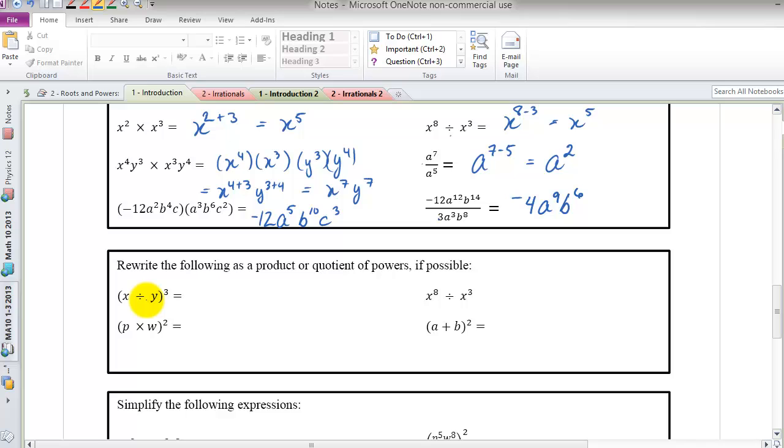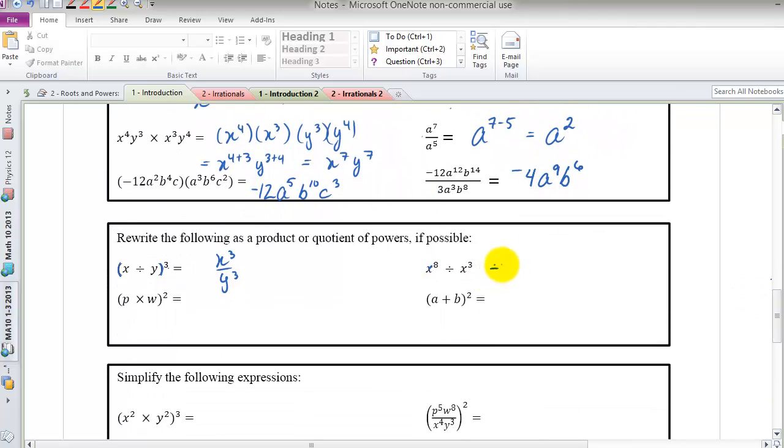Then if we talk about the power of a quotient or power of a product, when we have parentheses, we apply the index to both bases inside the parentheses. So this is equal to x to the power 3, y to the power 3. This one is actually the same question as up here. I actually put it in there by accident. So that's x to the power 5. This is p squared w squared. And the question is, can we rewrite that one?